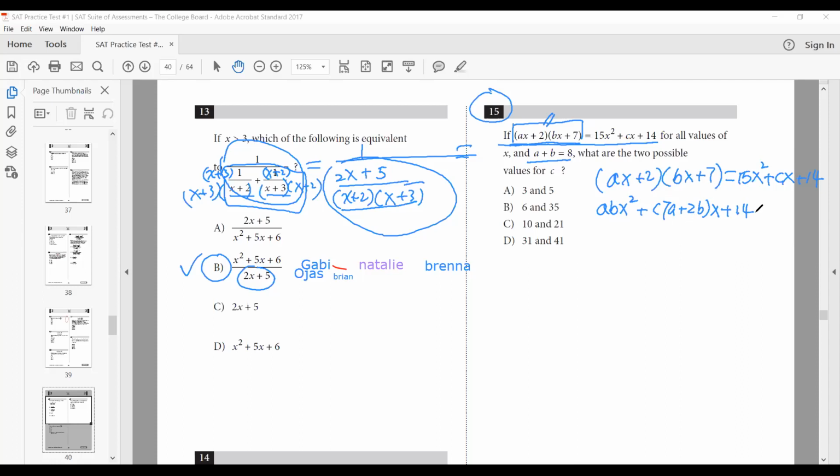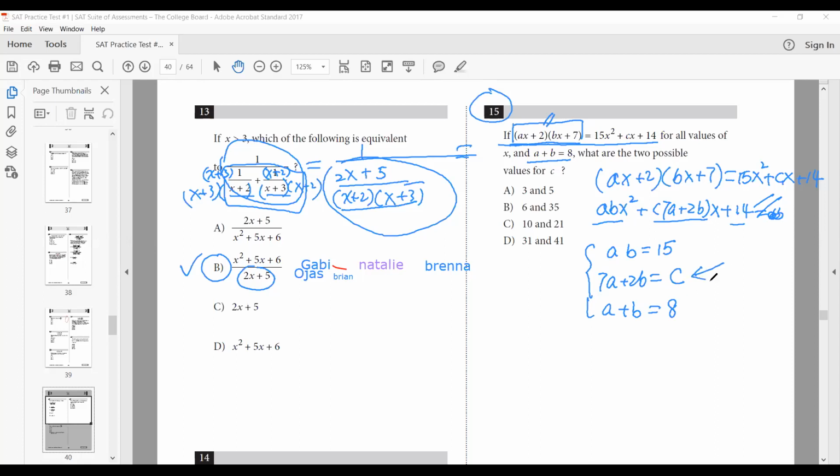So we get the left part here, and the right part we just leave right here. What do we get? So a times b equals 15, and 7a plus 2b equals c. From this part, we make sure they match up: a times b equals 15, 7a plus 2b equals c, and 14 equals 14, right? The second condition is they told us a plus b equals 8.